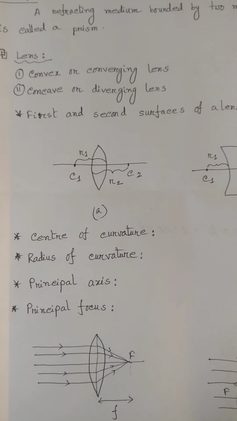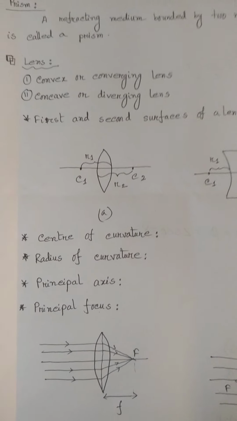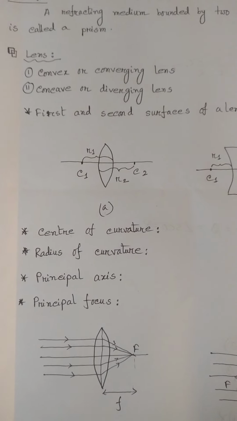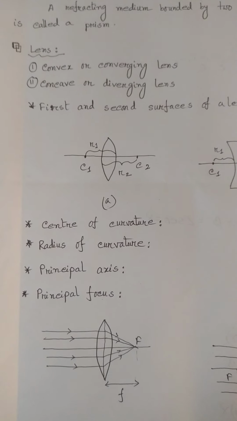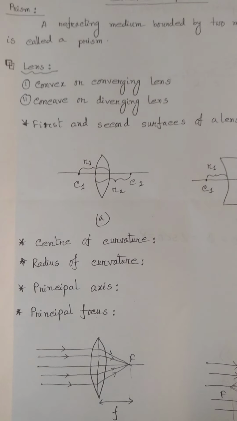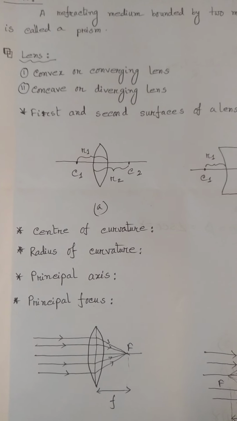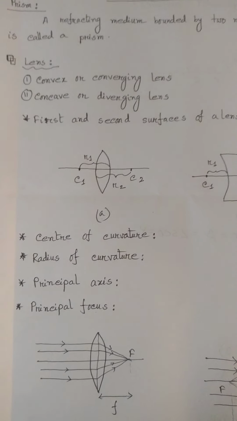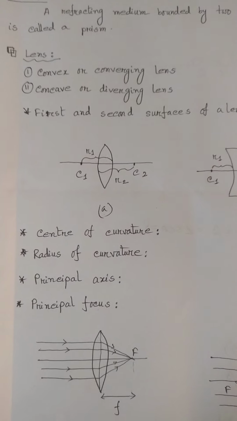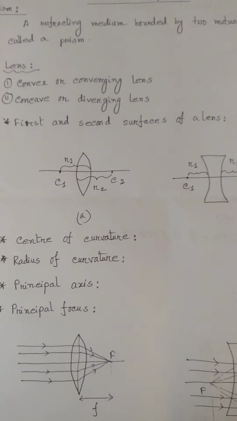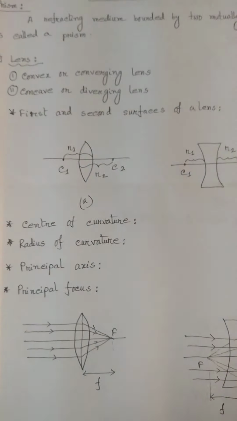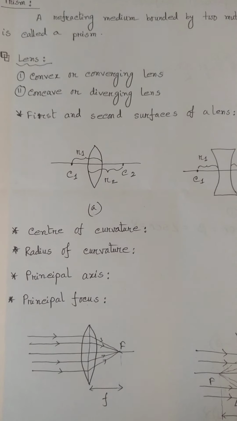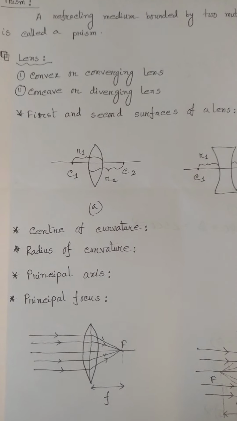Then radius of curvature. What is radius of curvature? A lens has two radii of curvature. The radius of the sphere of which the surface of the lens is a part is the radius of curvature of that surface. In the figure, R1 and R2 are the first and second radii of curvature of the lens. Then principal axis.